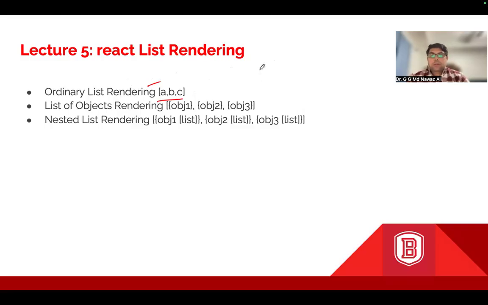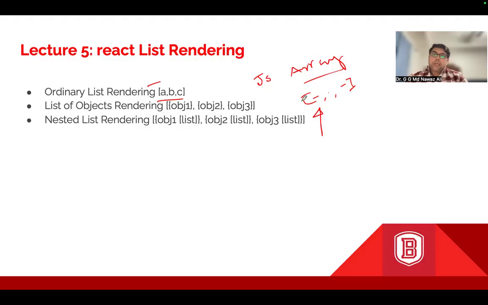In JavaScript, we basically have the array, right? An array we also call a list. So we have, let's say, an array and array elements. How can we render it in a React component? That's what we're going to see.